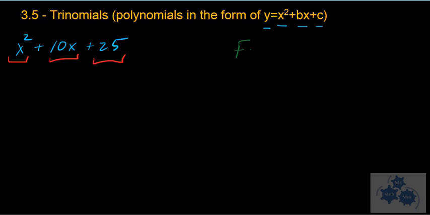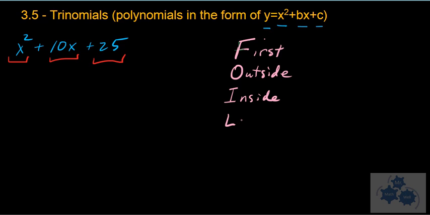Okay, so we talked a little bit about FOIL. I'm going to put that up here. Who remembers what these letters stand for? What does F stand for? Okay, F stands for, I'm just going to make this in a different color, first. Yes. What does the O stand for? Outside. And of course, we're talking about terms in this binomial multiplication. I is inside, and L was last.